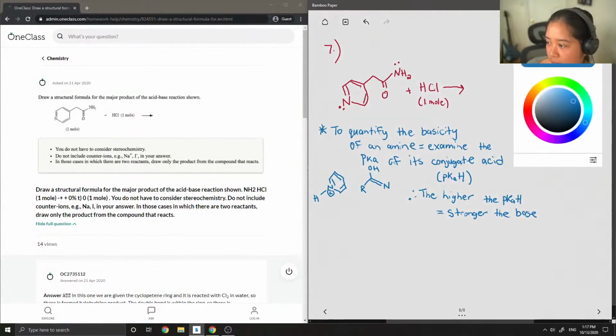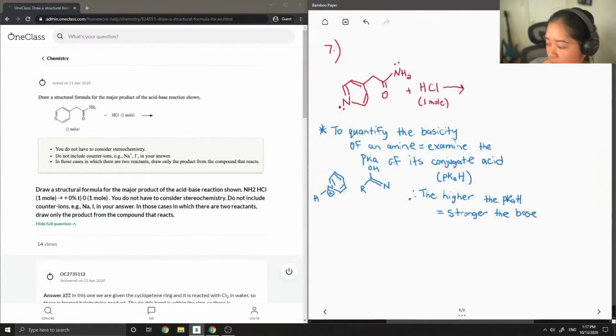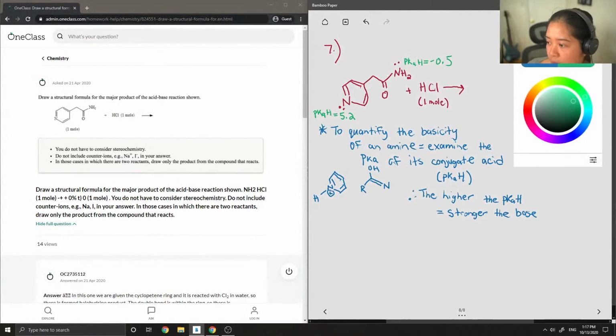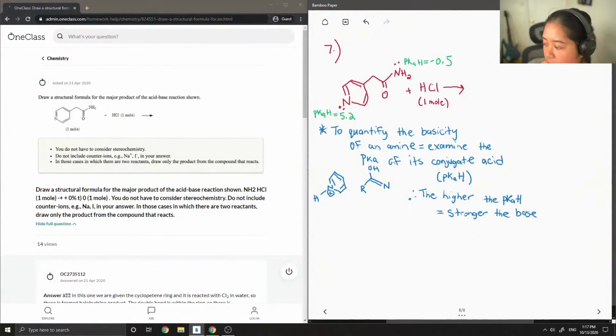So just to save us time, I looked up what the pKaH of these bases were. For this one, it was around 5.2. For this one, it had a pKaH of negative 0.5. So since the amine that is in the pyridine group has a higher pKaH value, that makes it the stronger base. So therefore it's able to deprotonate the HCl.